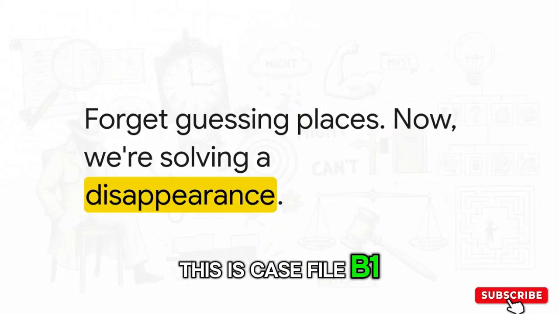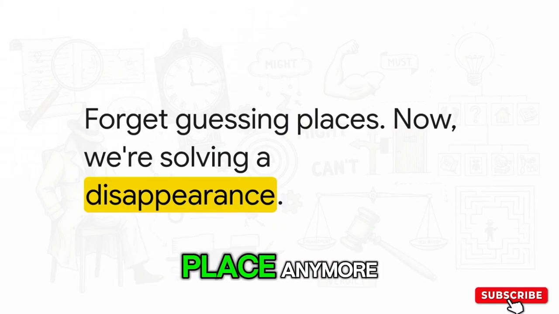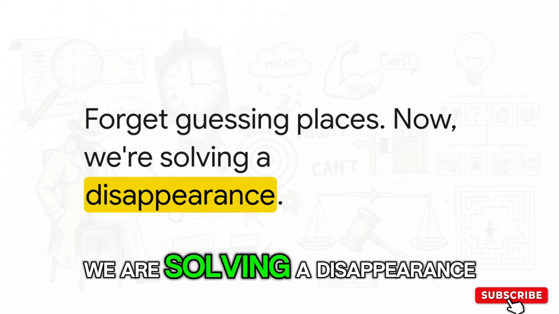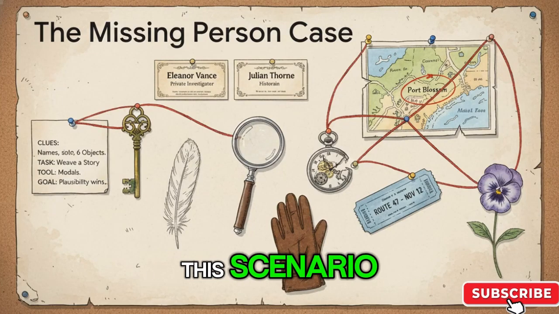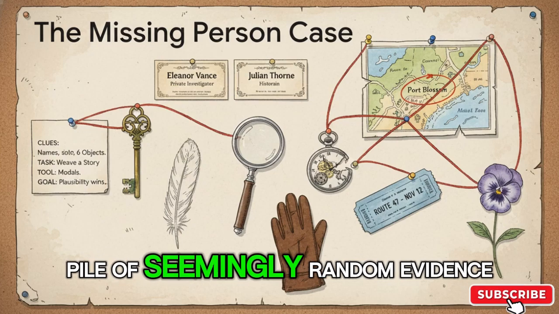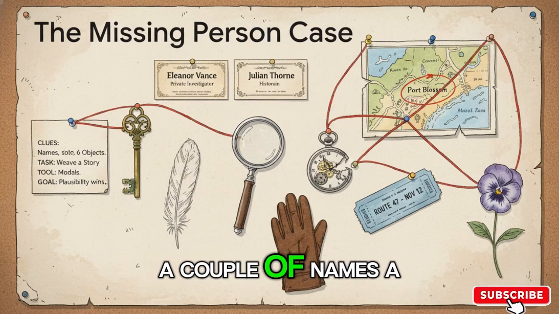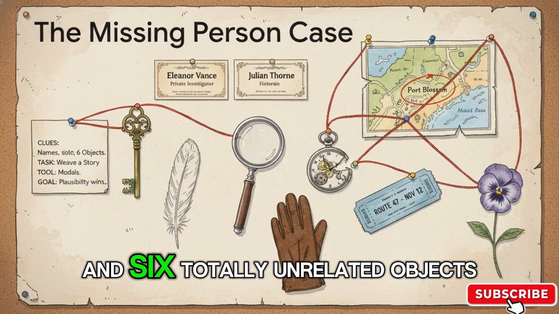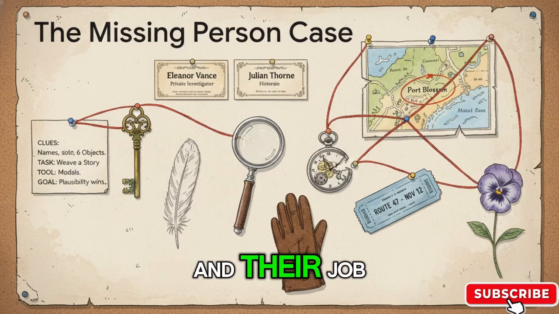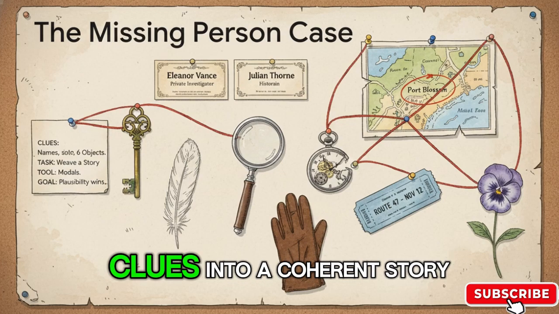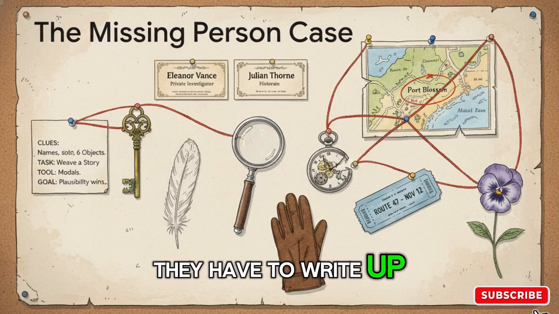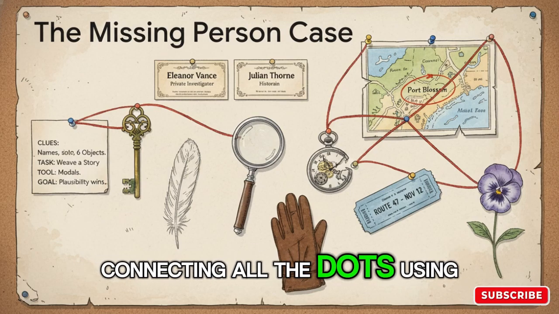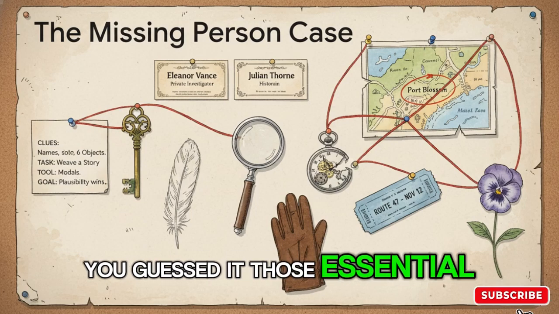This is Case File B1. We're not just guessing a place anymore. Oh no, we are solving a disappearance. So check this out. In this scenario, the detectives get this pile of seemingly random evidence. A couple of names, a location, and 6 totally unrelated objects. And their job? To somehow weave all these clues into a coherent story that explains a missing persons case. They have to write up a full theory, connecting all the dots, using, you guessed it, those essential modal verbs.